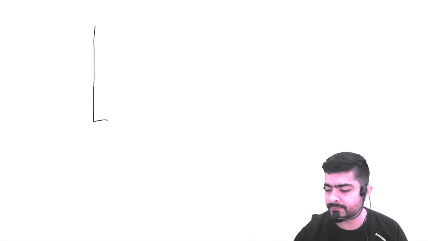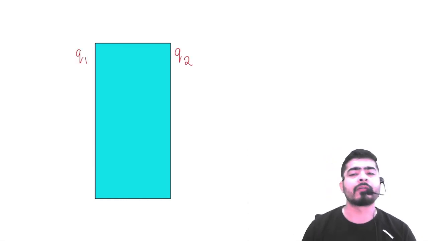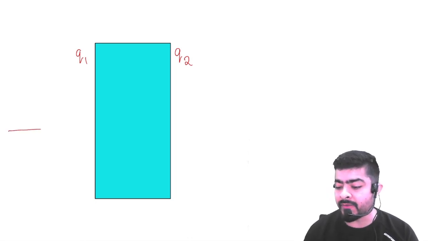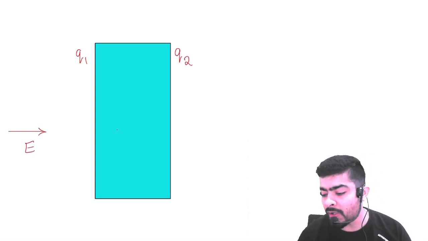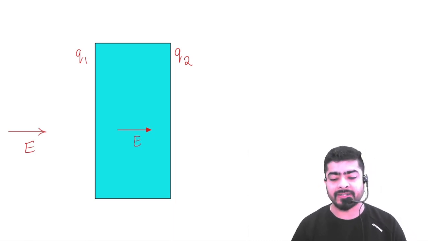Let me draw the diagram over here. So this is your conducting plate. I'll draw a thick conducting plate just to be able to visualize this better. So here on the left I have got charge Q1, on the right I have got charge Q2. We have got external electric field E. So this electric field will also pass from inside the conductor, right? The same electric field is also passing from inside the conductor.